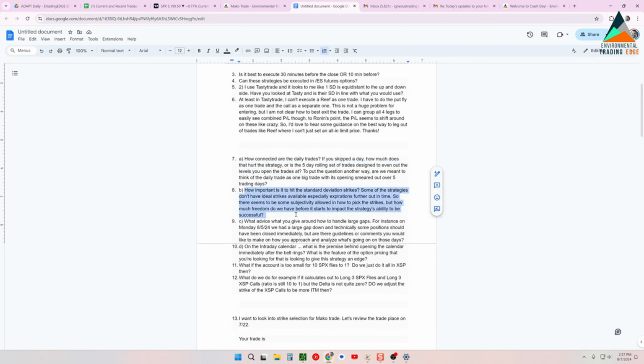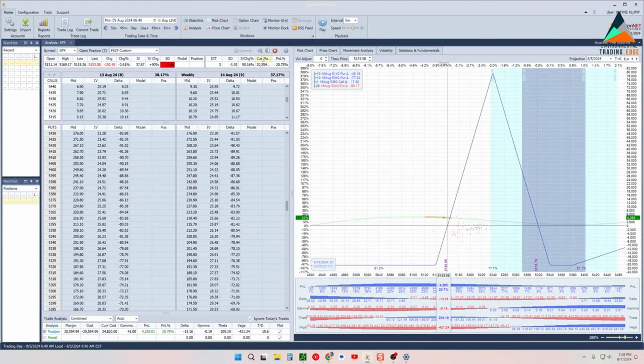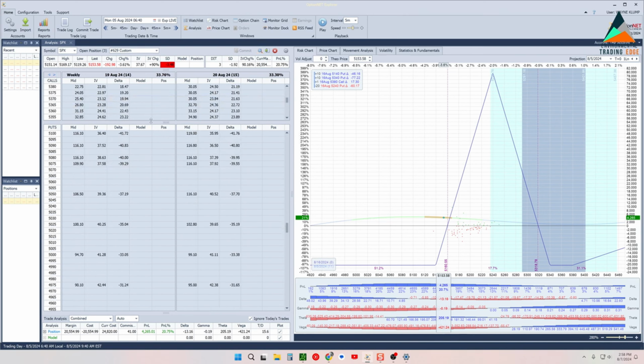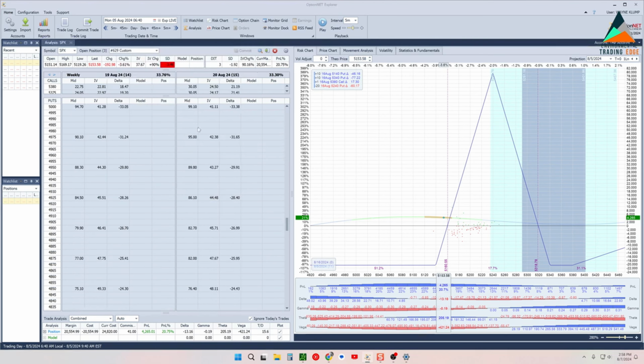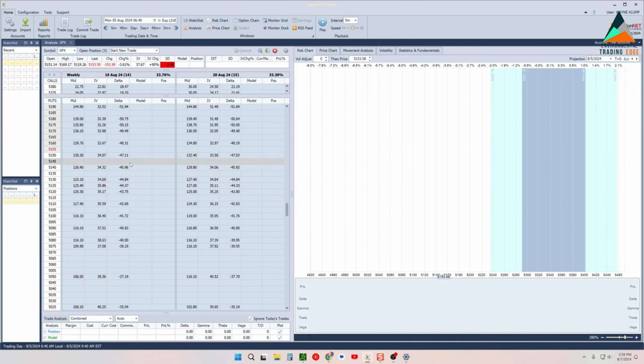How important is it to hit the standard deviation strikes? Some of the strategies don't have ideal strikes available, especially expirations further out. So there seems to be some subjectivity allowed on how to pick strikes and how much freedom you get. So let's just go back here to O&E, right? On this day, you can see there were some super spotty strikes down here. There were a couple of questions in the forums about this. So I need to get close to ATM, right? That's kind of the point, I want to be close to ATM.